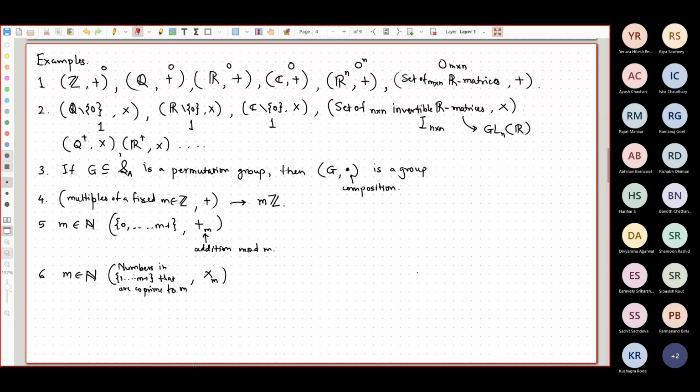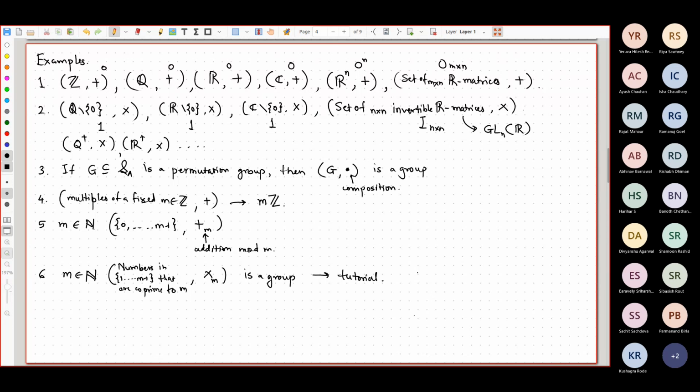So I will add this to the tutorial sheet for you to prove. And then let me remark that the proof of this doesn't have much to do with the theory of groups. It has more to do with our basic things, the well ordering principle and so on. Fine.